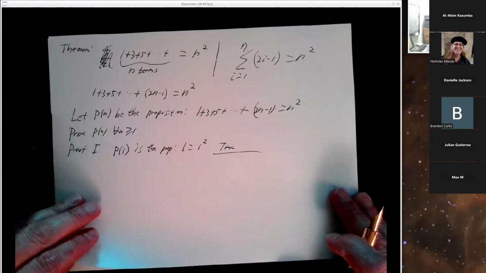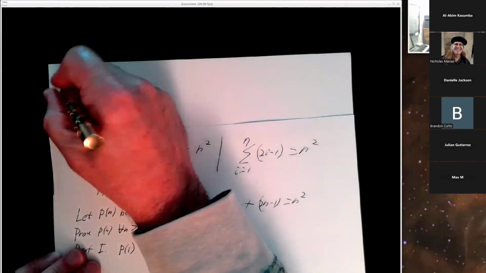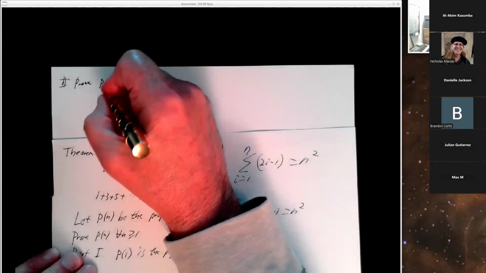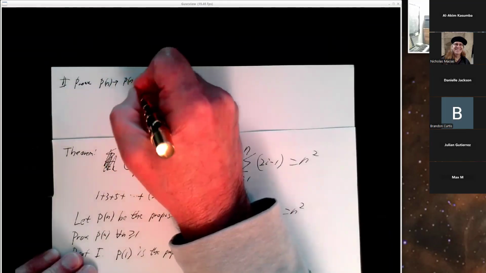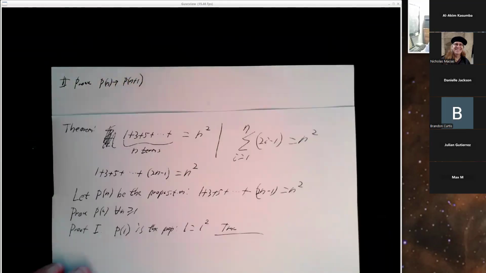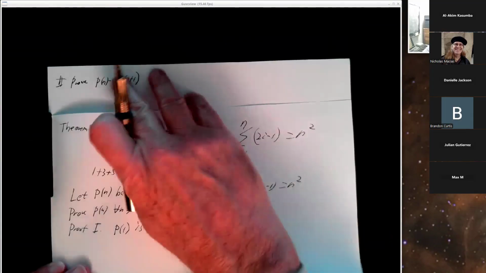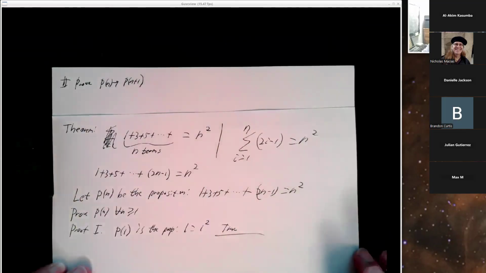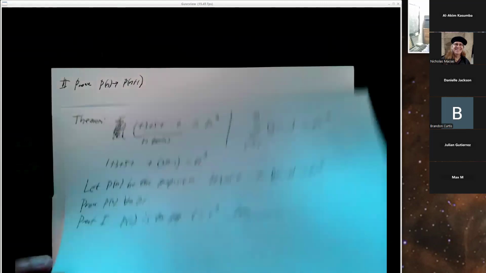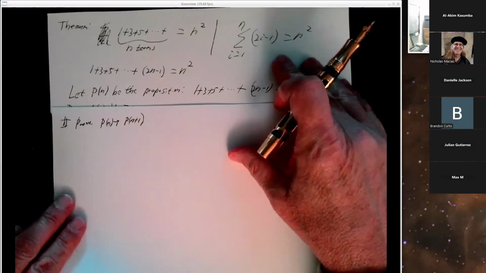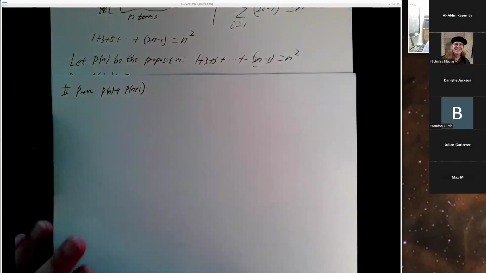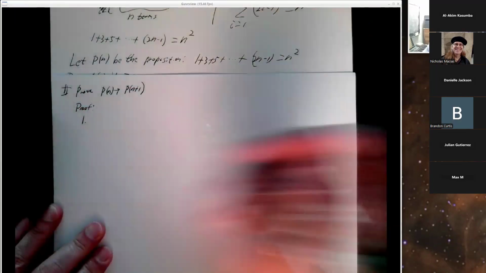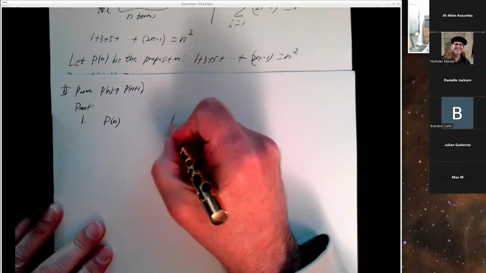All right, go to a new sheet here. The inductive step, we want to prove P of n implies P of n plus 1. Right? Which again is different from proving that P of n itself is always true. We're just showing if P is true for n, it's true for n plus 1. So let's do that. So step one, I'm going to assume the hypothesis P of n.